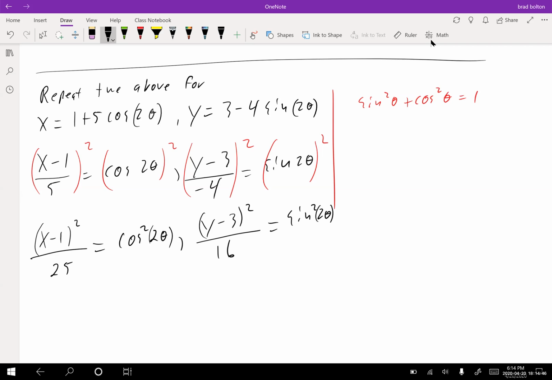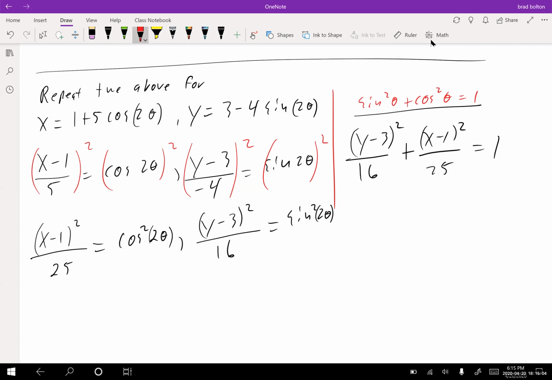Okay. So now once again, we plug this into our formula over here, and we're going to say sine squared 2 theta is equal to y minus 3 squared over 16 plus x minus 1 squared all over 25 equals 1. So once again, hopefully you guys identified it as an ellipse. Now this one is centered at 1, 3. Okay. You always take the opposite of the inside, just like with parabolas and stuff like that.